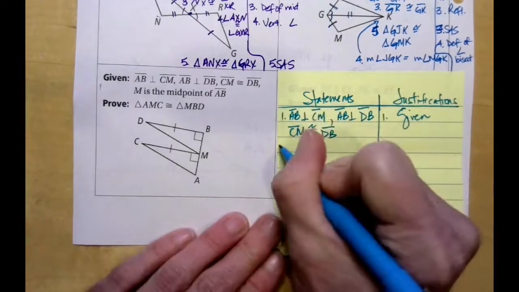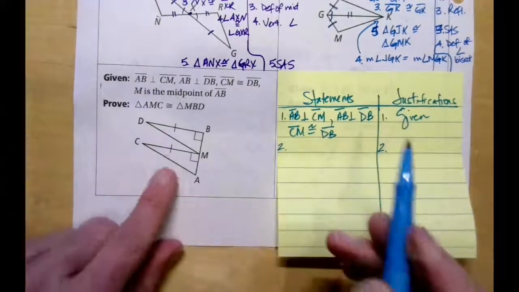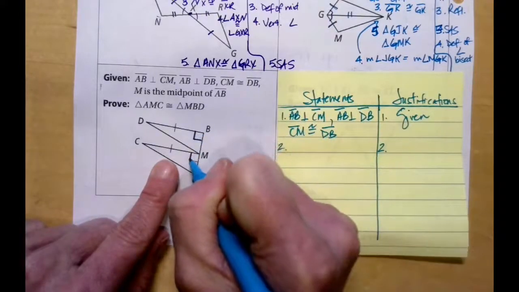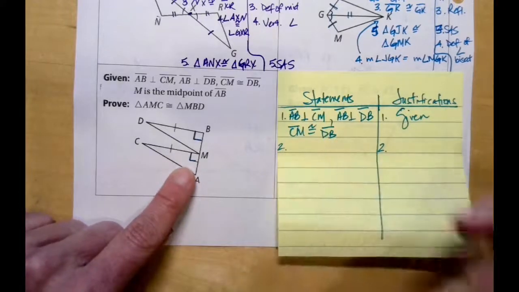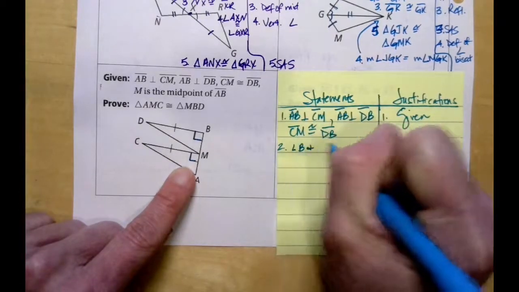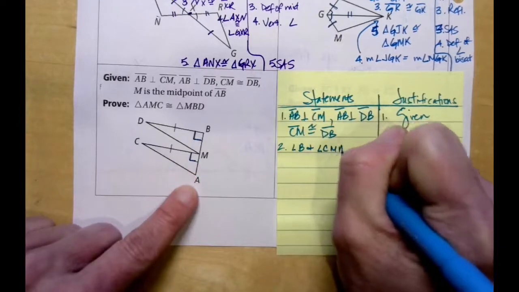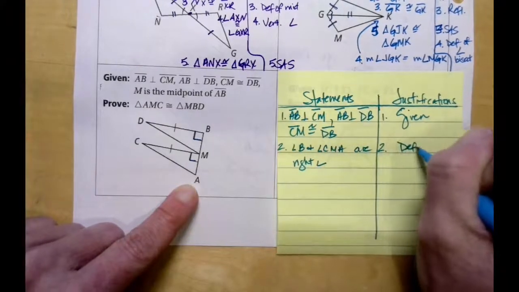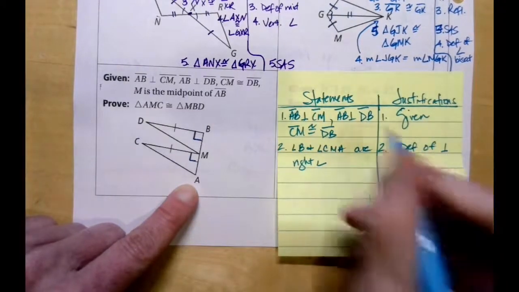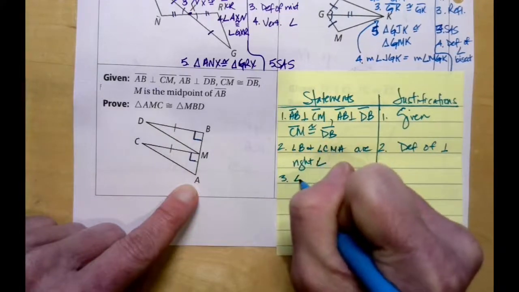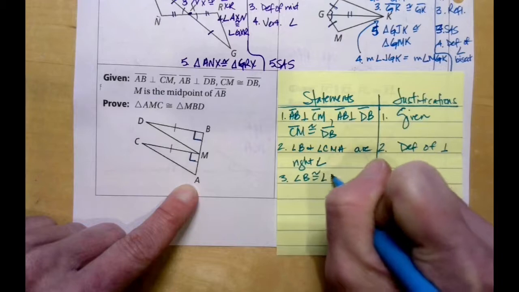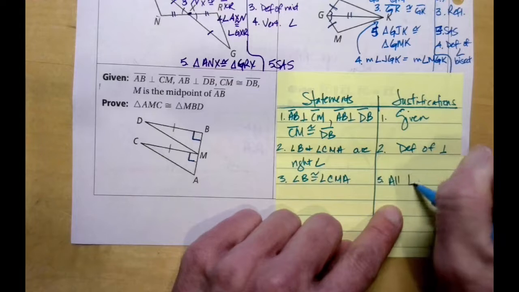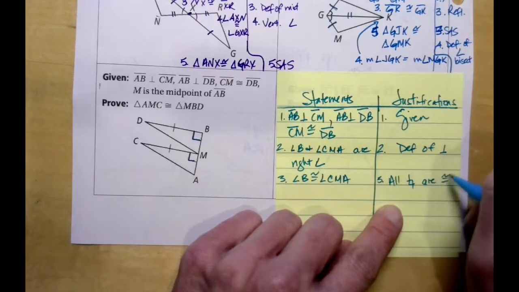All right. Number 2. What do I know? I know that because this is perpendicular, I know that angle B and angle CMA are right angles, and that is my definition of perpendicular. So I know that angle B is congruent to angle CMA because all right angles are congruent.